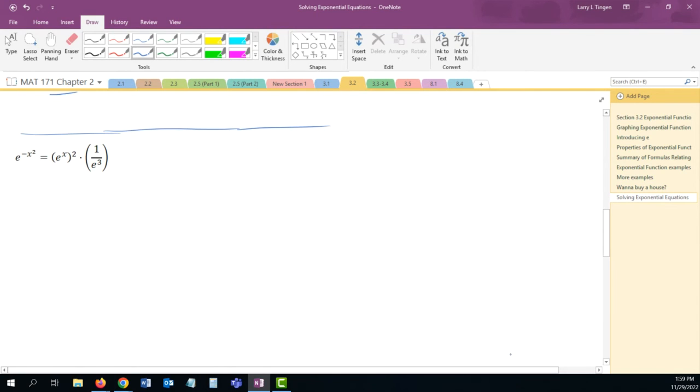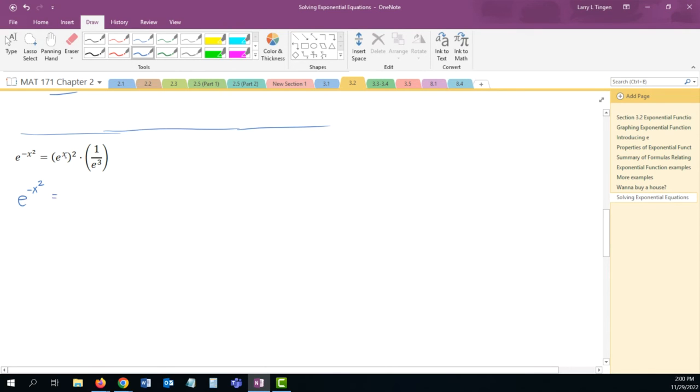Next, I have an exponential equation. e to the negative x squared is equal to e to the x squared times 1 over e cubed. I've got to clean this up first. So the only rule that I know at this point is powers. If I get the same base to powers, I can set the powers equal. So I have e to the negative x squared. I don't have all the factors on the right in one e. I have 2 of them here.